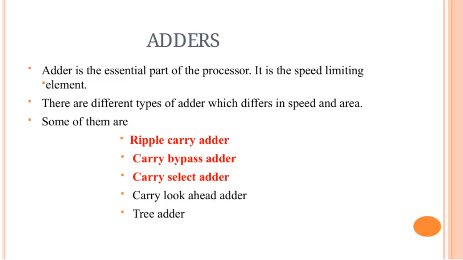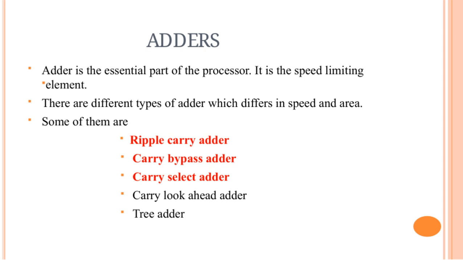The adder is a fundamental component in a processor and it often determines the overall speed of the system because it can be the speed-limiting element. There are several types of adders, each varying in terms of speed and the amount of hardware area they consume. Some common types include the ripple carry adder, which is simple but slower, the carry bypass adder, which improves speed by bypassing some carry operations, the carry select adder, which speeds up addition by preparing multiple carry outcomes in advance, the carry look ahead adder, known for its faster carry calculation, and finally, the tree adder, which uses a hierarchical structure to further optimize speed.